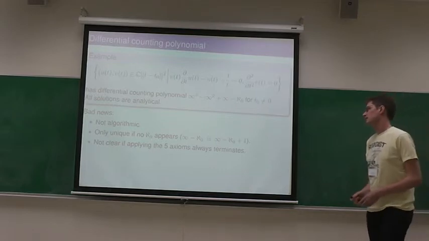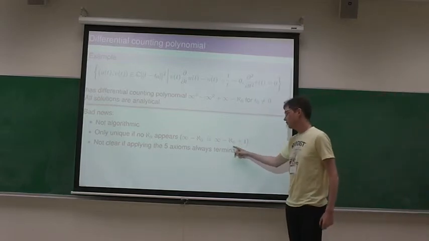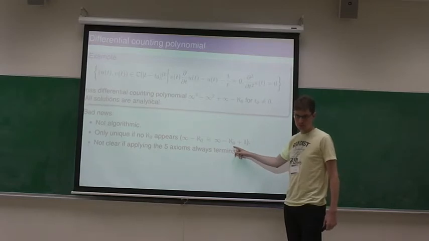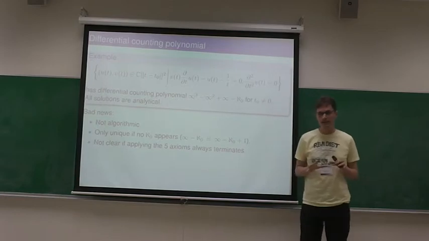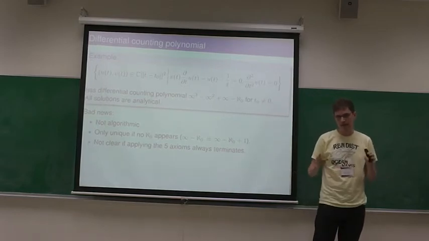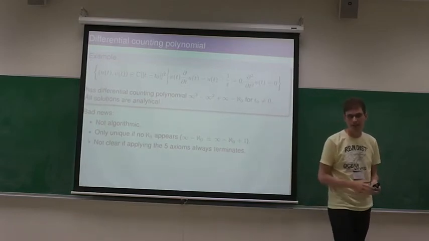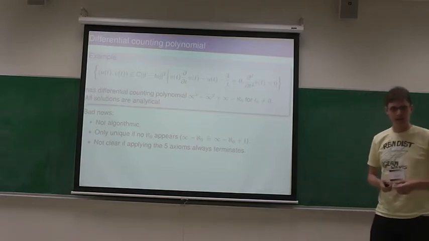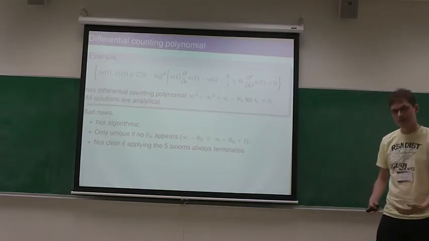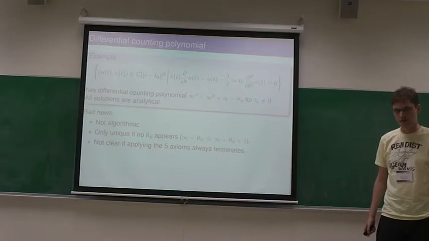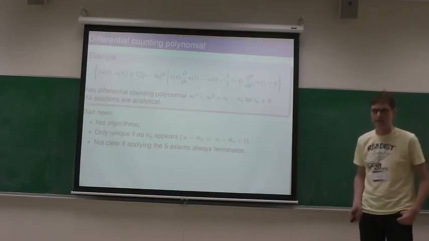No, it doesn't. So if Aleph naught doesn't appear in the counting polynomial, then it's unique and doesn't depend on the presentation. But I don't know that each presentation I take will end in a counting polynomial, actually. So you might need an infinite amount of steps to compute the counting polynomial by the presentation you've chosen.